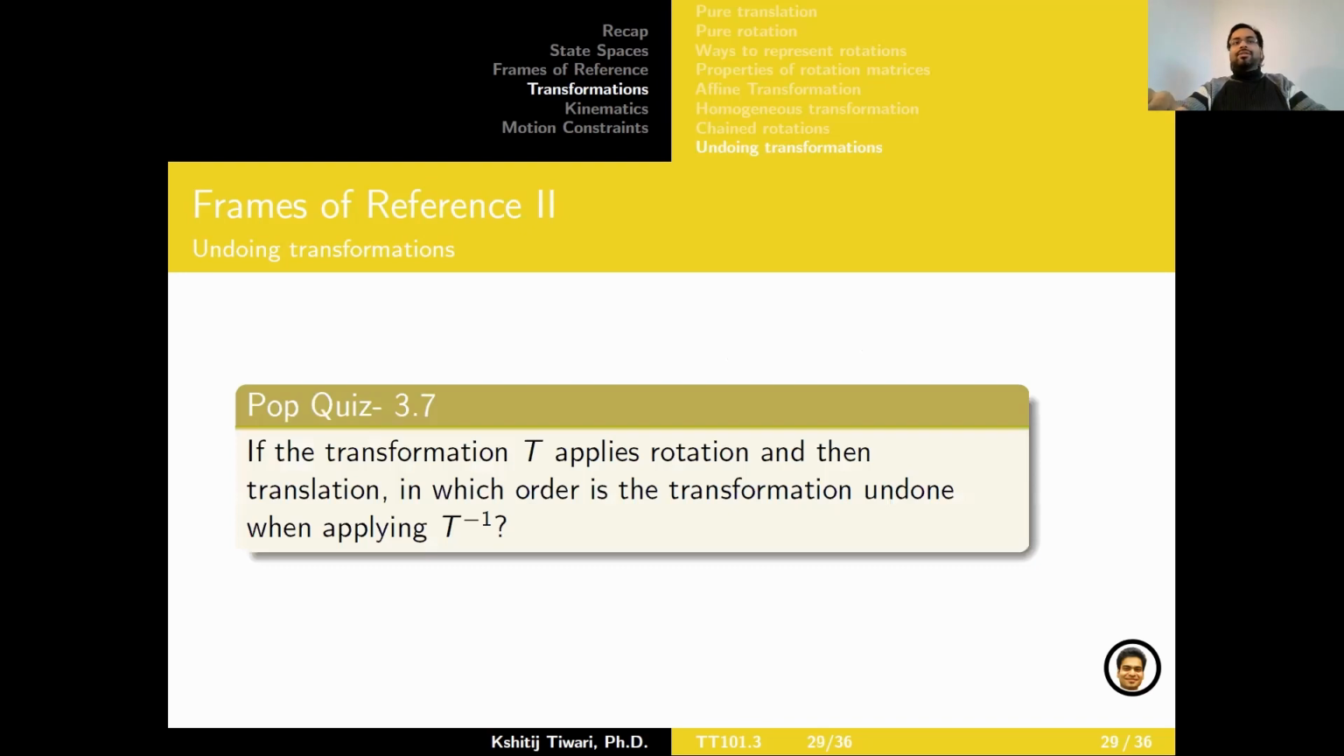Now the question for you is, if the transformation T applies rotation and then translation, in which order does the transformation get undone when you apply T inverse? Is it the same order that you unrotate and untranslate, or is it the other way around where you untranslate and unrotate? Think about this. This would require some basics of linear algebra and how matrices are inverted.